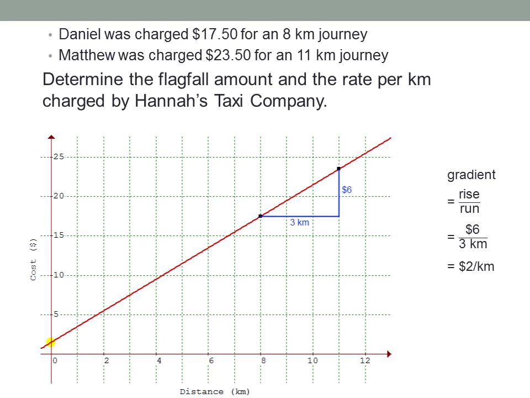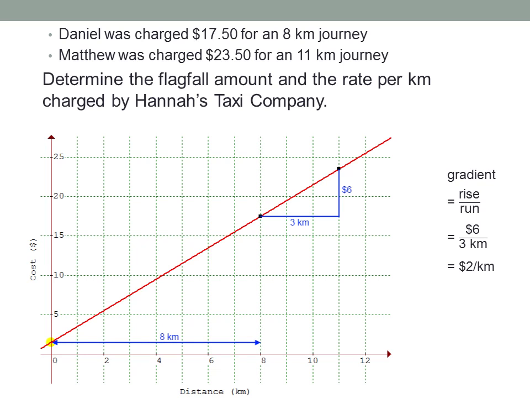And the flagfall is the y-intercept. How will I determine that accurately? I might not have drawn my line quite right, and I haven't got any grid lines there to help me. How can I use what I already know to work out the y-intercept exactly?